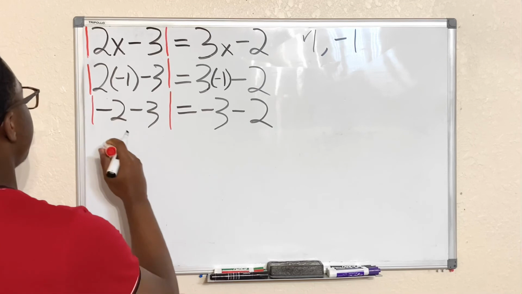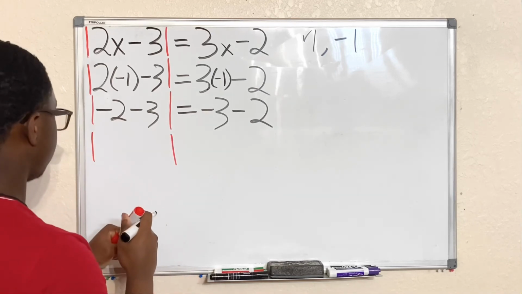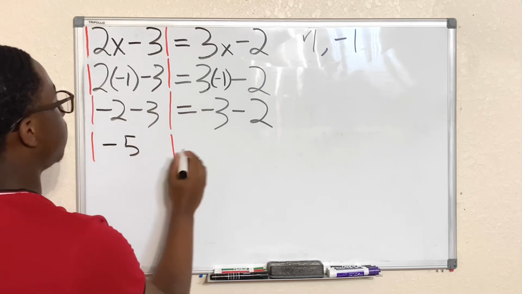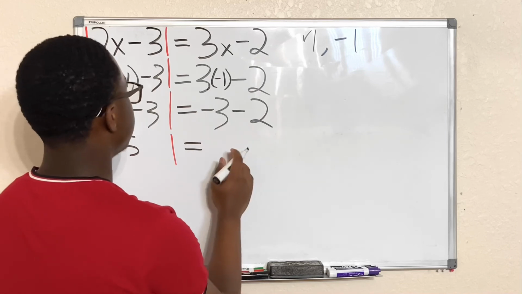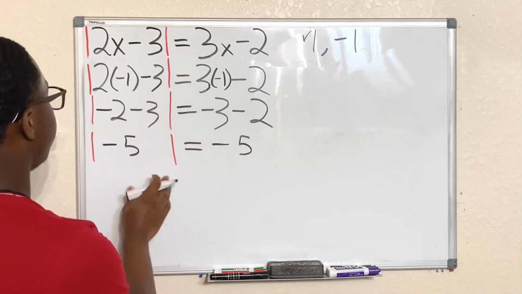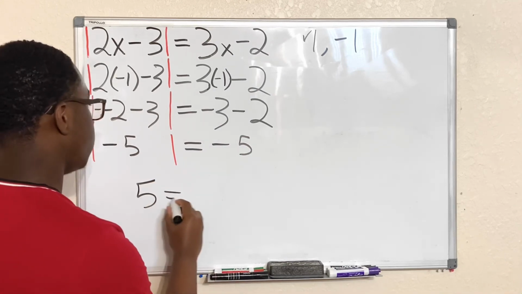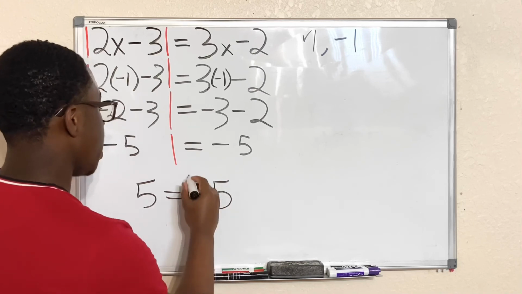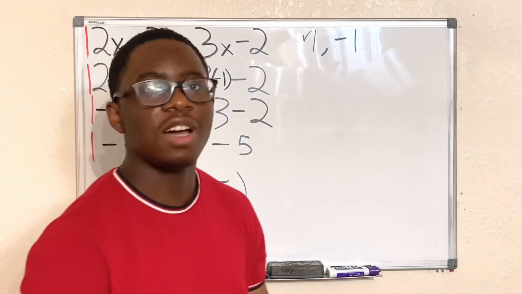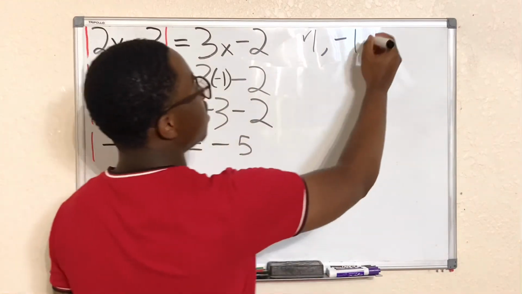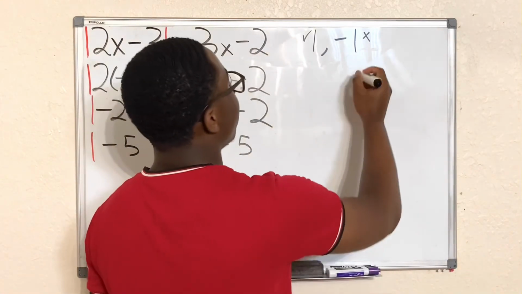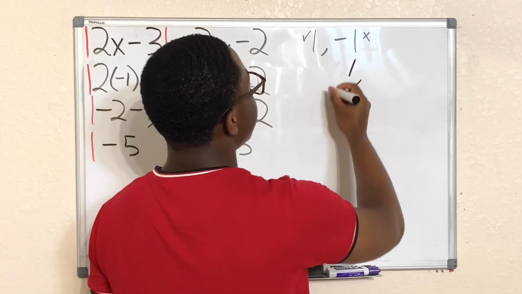Let's start here. Don't forget your absolute value bars. Negative 2 minus 3 is going to give us a negative 5. It's equal to negative 3 minus 2, which gives us a negative 5. The absolute value of negative 5 is 5. We bring this down, negative 5. However, this is incorrect. 5 is not equal to negative 5. That's not okay, guys. So therefore, this is incorrect. That is an extraneous value, our first extraneous value, guys. It is wrong.